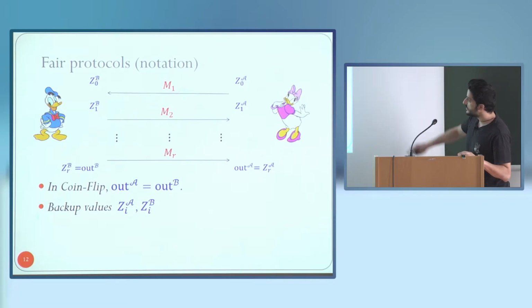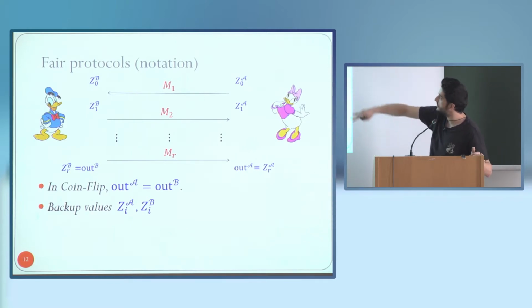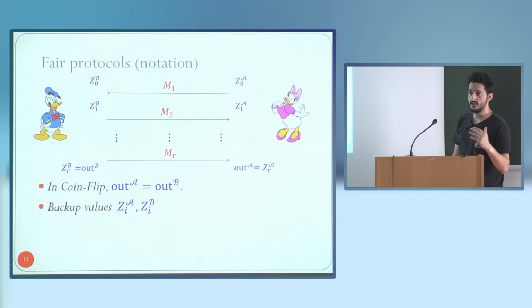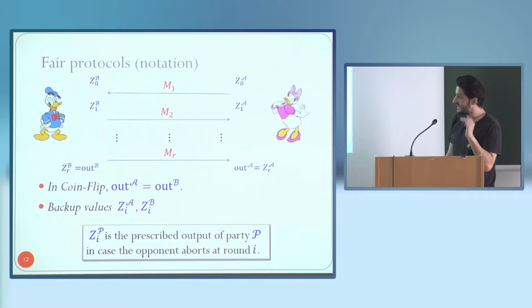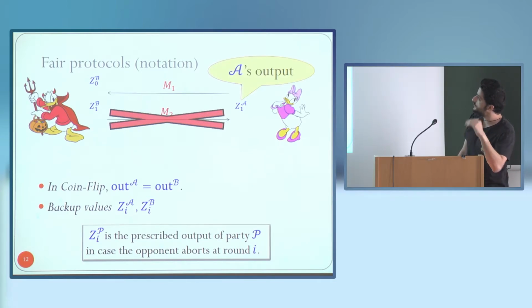Okay? These backup values are not known. So Daisy doesn't know Donald's backup values, and Donald doesn't know Daisy's backup values. And usually they are computed only after something goes wrong. But for us, it's going to be convenient to think that every time a message is received, the party computes the backup value. So again, these Z_i's are the prescribed outputs in case a party aborts at some round. For instance, if Donald doesn't send the second round message, then Daisy outputs the value Z1.